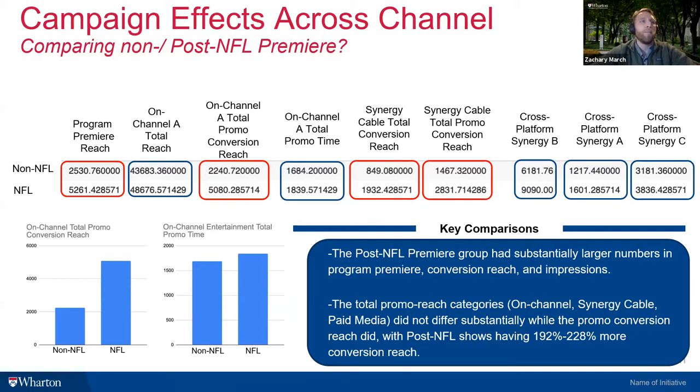But if you look at some of the ones in the blue boxes, the on-channel total reach, there's roughly no difference between the two. And if we go to the blue box in the middle, the on-channel total promo time, we can see that it's higher for the NFL, but not significantly. And to further drive home the importance of the NFL, in the charts in the bottom left-hand corner, the conversion reach for non-NFL on average is about half of that versus the NFL. But when you look at the total promo time, the chart to the right of it, they're roughly the same.